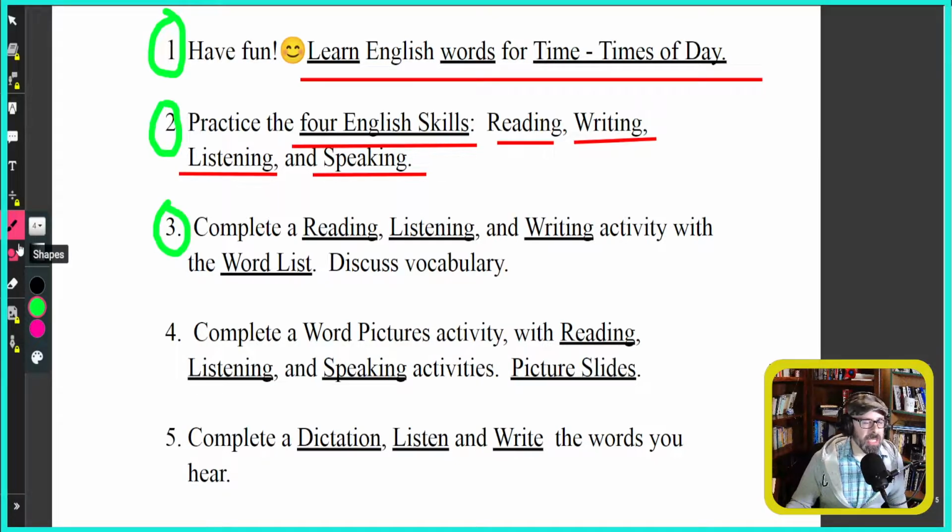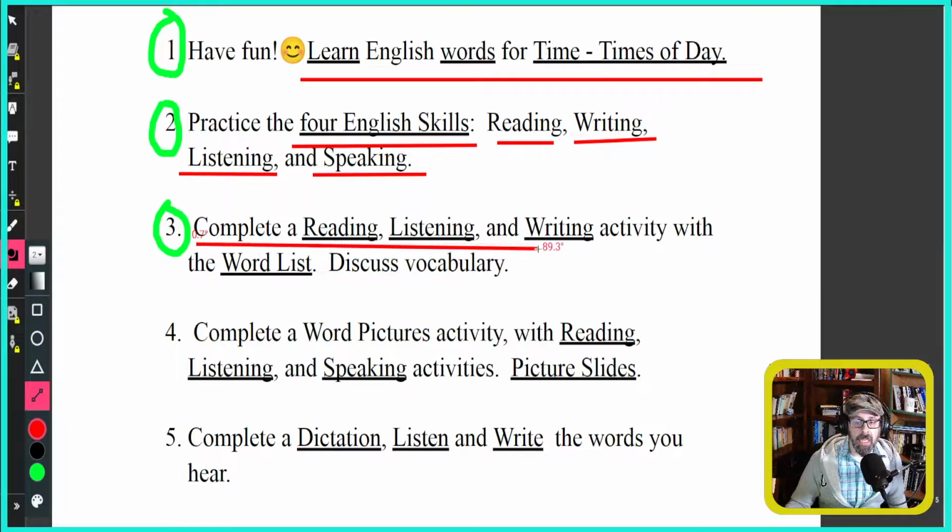Third, this is the first activity for the night. The first activity will be for reading, listening, and writing. In this activity, we will do this with the word list. We'll look together at the word list and listen to the vocabulary. You will have a chance to write the vocabulary, and we will discuss the vocabulary a little bit to make sure that you understand.